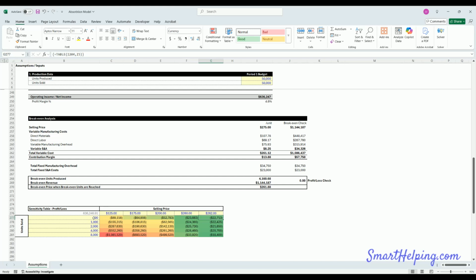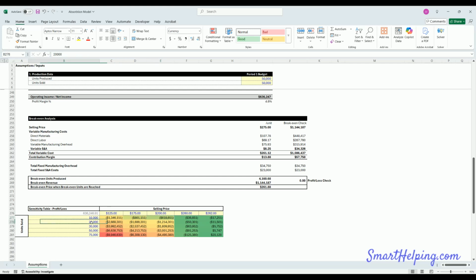262 at 50,000 units. So you see I broke even right between these two here, which I know I should because this is my break-even price per unit if I produce 50,000 units. Now, what if I produce 10,000 units or sell 10,000 units at these prices? Well, I'm not going to make enough money. I have to sell more.